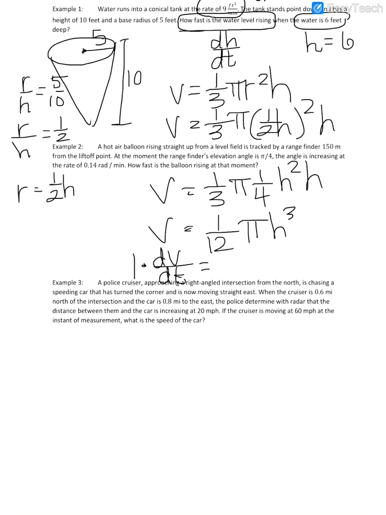Okay, on the right-hand side, the only variable is h. Okay, so we're bringing that 3 down in front. 3 times 1/12 is 1/4. And h cubed goes to h squared, dh dt, because we did the derivative of h.